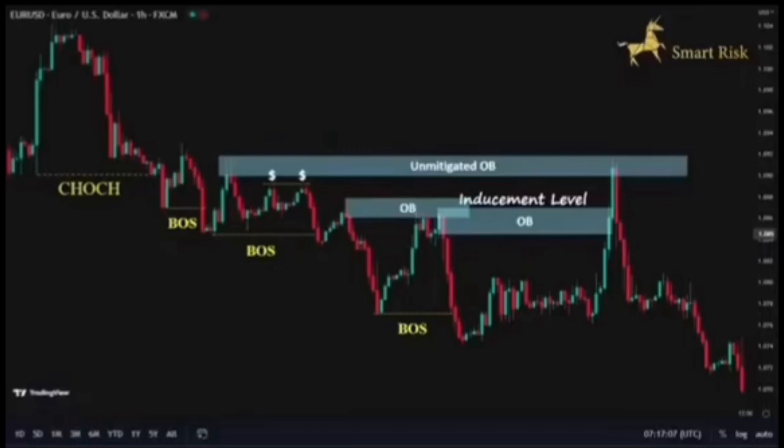But as you can see guys, price pushed upside, and after sweeping the trendline liquidity created by retail traders' stop losses, and also sweeping the liquidity of the inducement level, which is created by SMC traders, finally reached this unmitigated order block, and after sweeping the liquidity of equal highs, rapidly reversed to the downside.